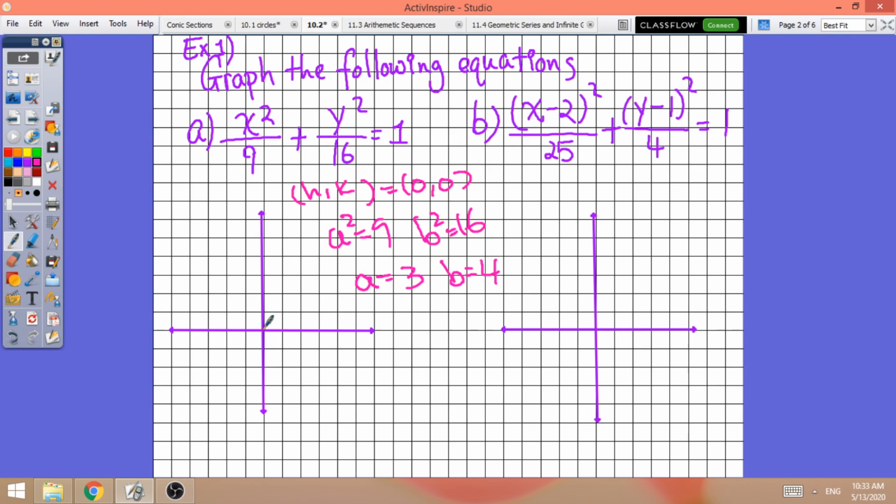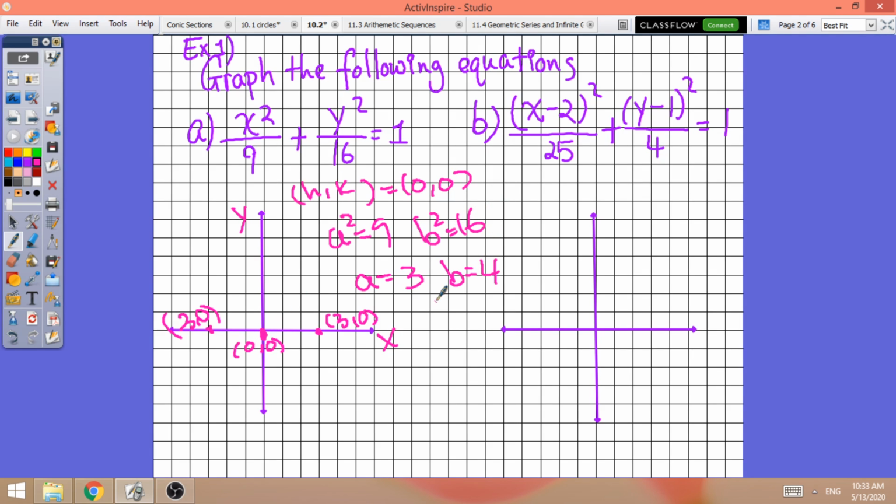Start with the center, 0, 0, right here in the middle. Along the x-axis we have the minor axis, which is 3. Count 3 units to the right from the center, and on the other side, 3 units to the left. We can always label the points: 3, comma 0 for this, negative 3, comma 0 for this one, and this one here is 0, 0, obviously.